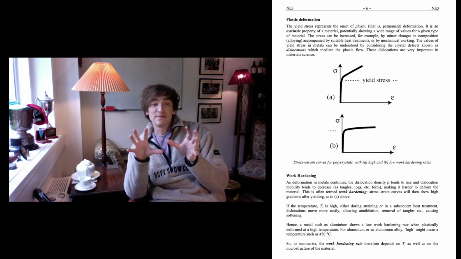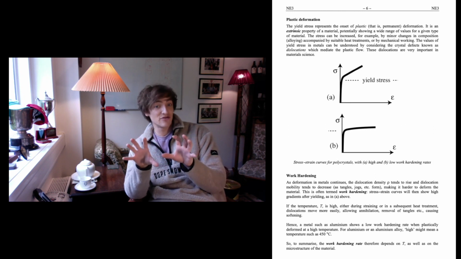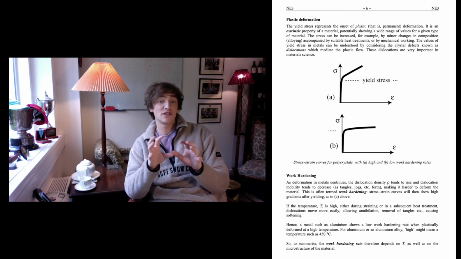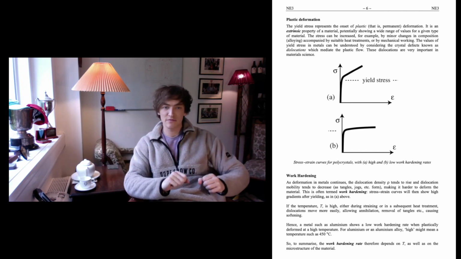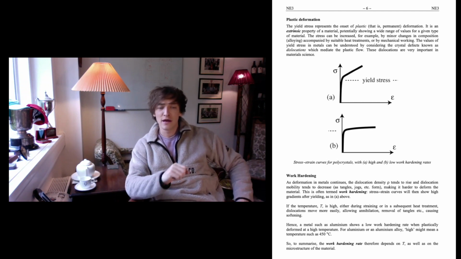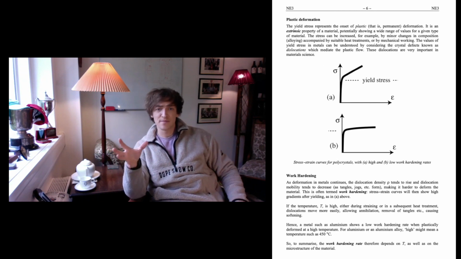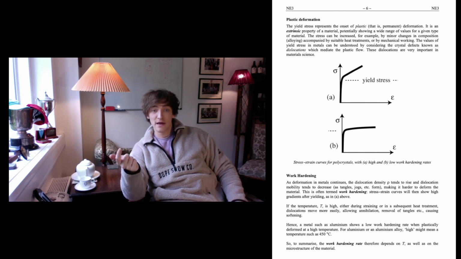Now, yield stress is permanent deformation, and is an extrinsic property, not an intrinsic, but an extrinsic property, often showing a wide range of values for any given type of material. You can have one particular composition of steel, and you can have a wide range of yield stresses depending on what thermomechanical processes you put it through. So you can easily manipulate the yield stress through heat treatment and mechanical working, as the yield stress in metals is related to the crystal defects known as dislocations.